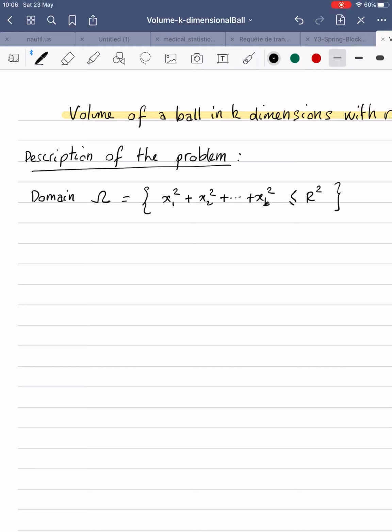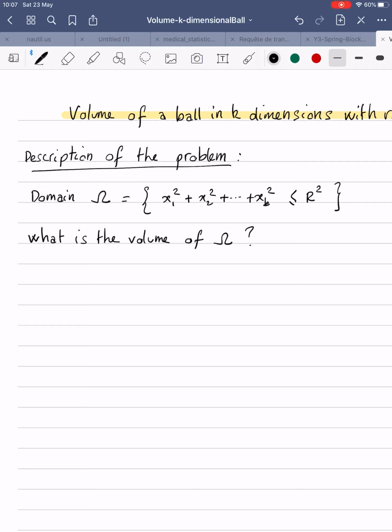So this is, by the way, a ball that is centered at 0. So domain omega, which is of that form, and I want to know what is the volume of omega? What is the volume of omega? So again, that's kind of a basic question, and the pedestrian way in Cartesian coordinates would be as follows.